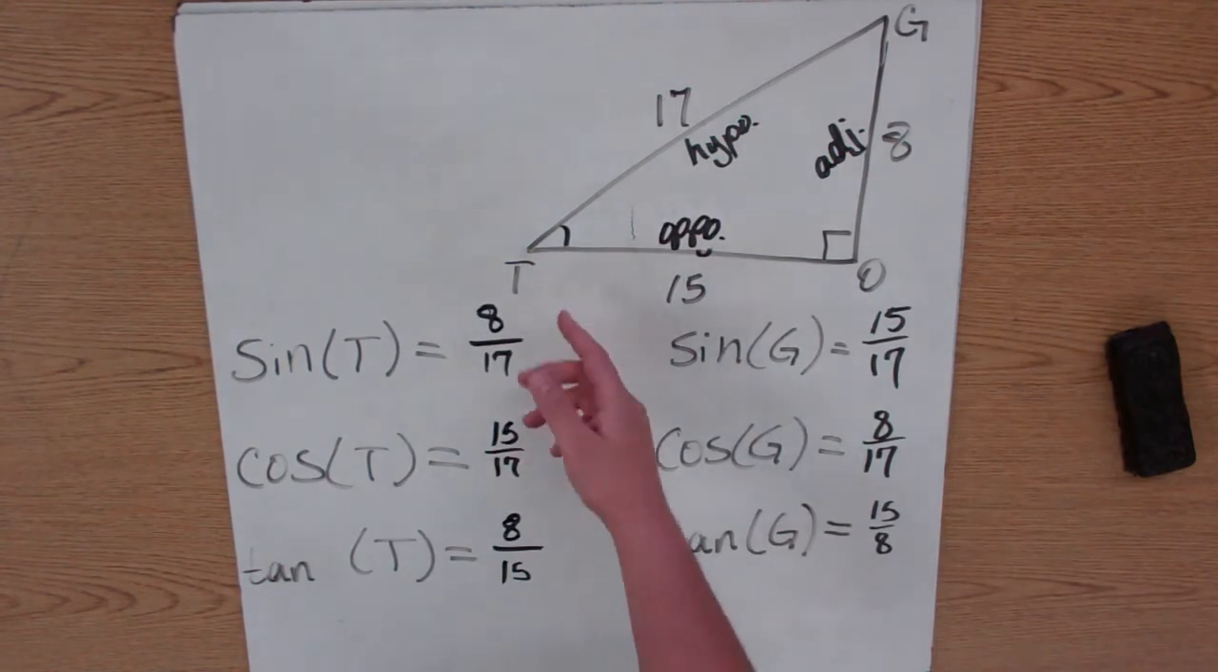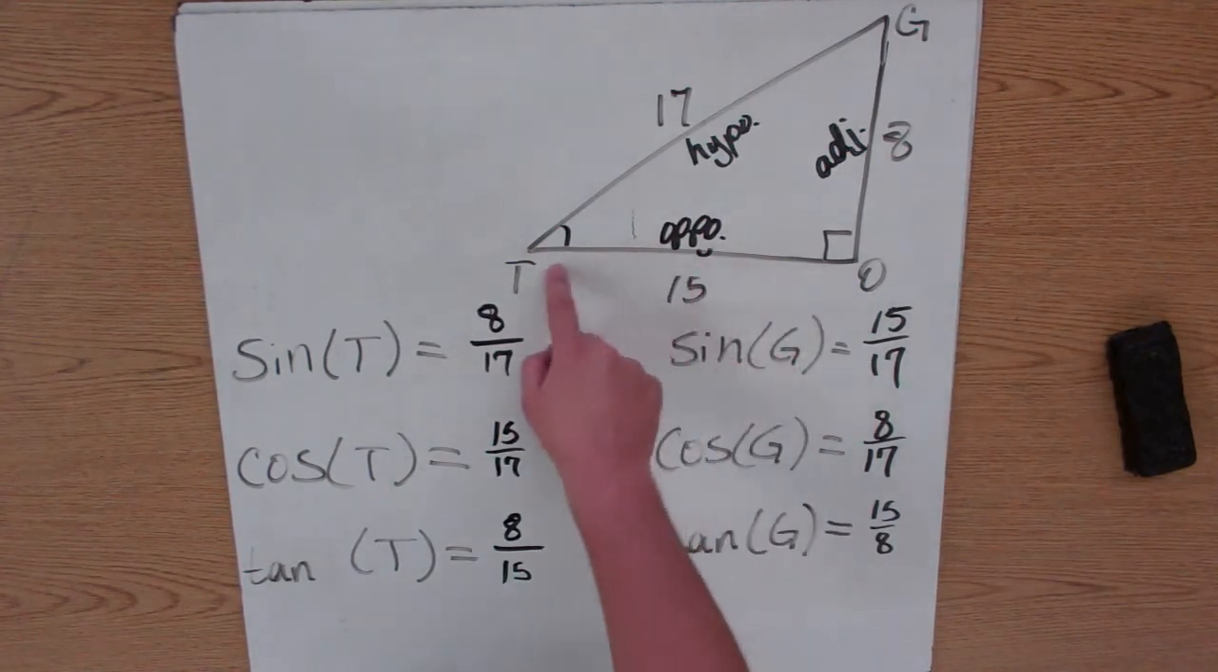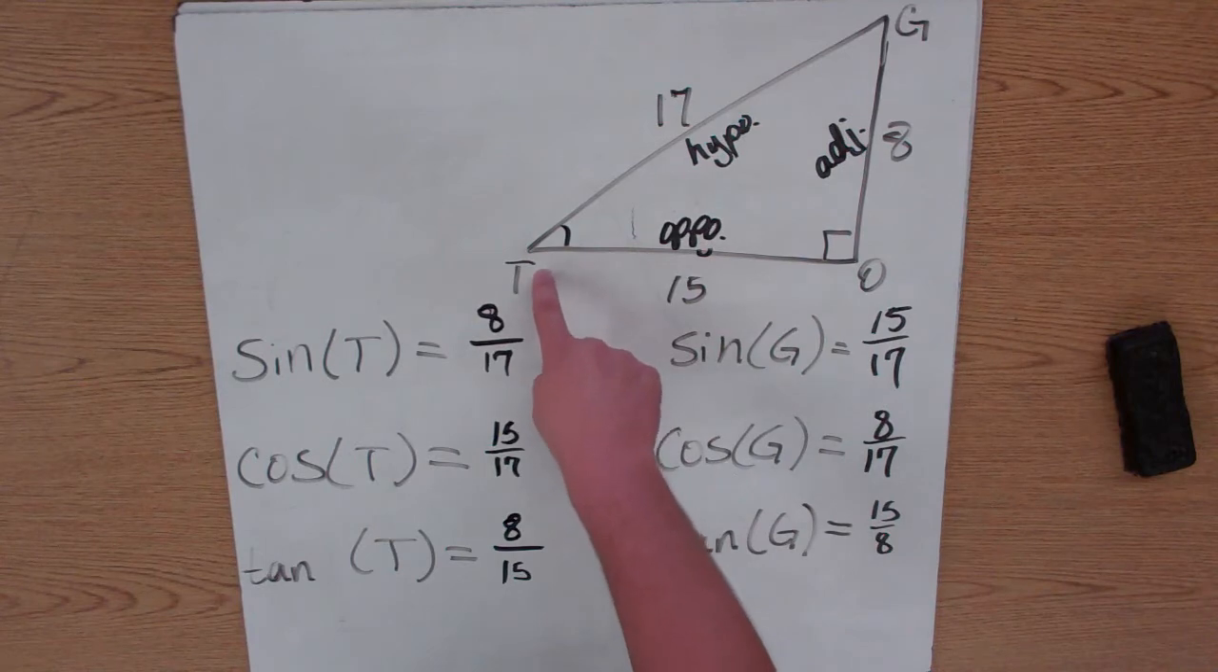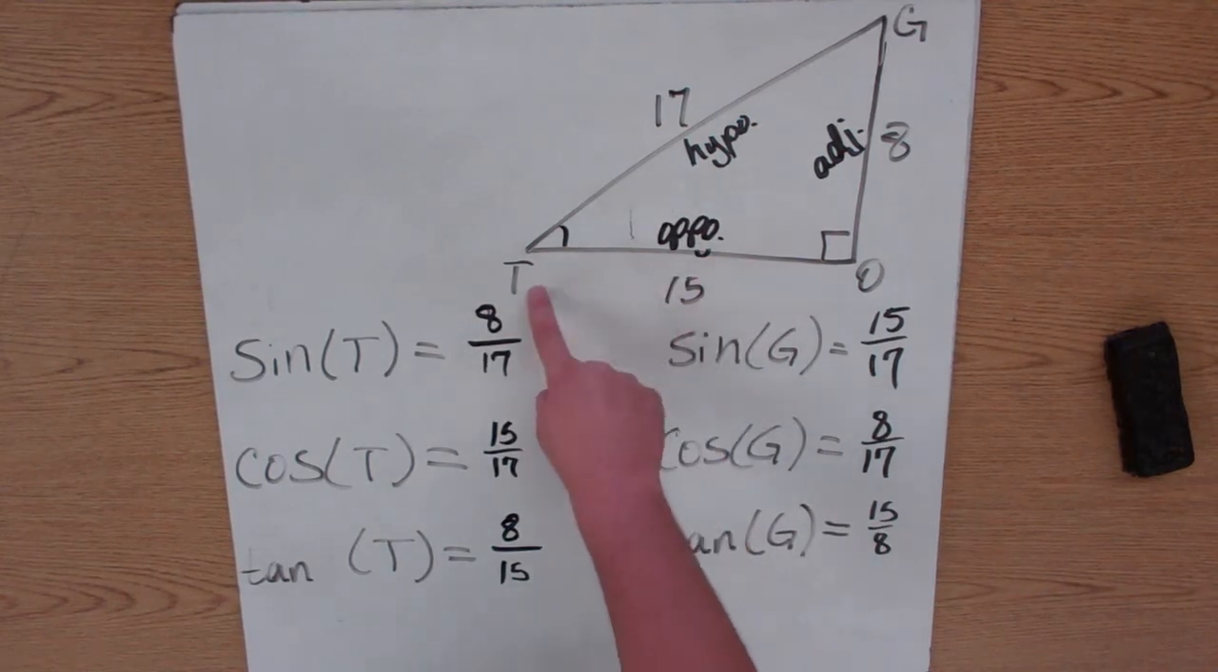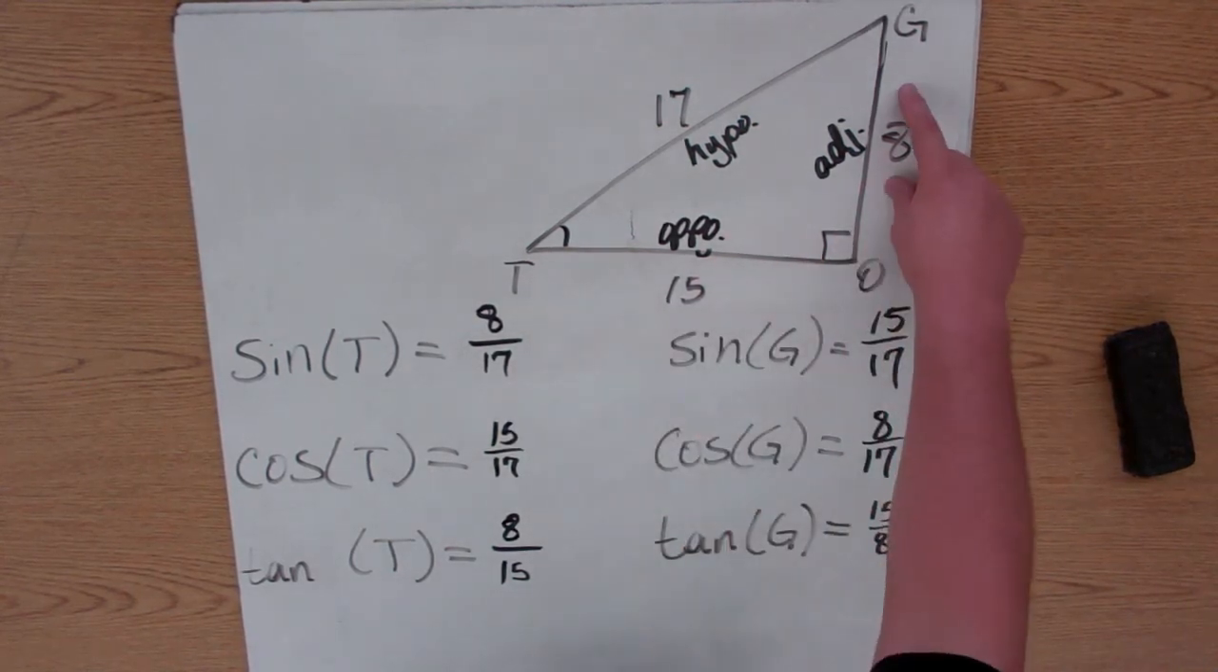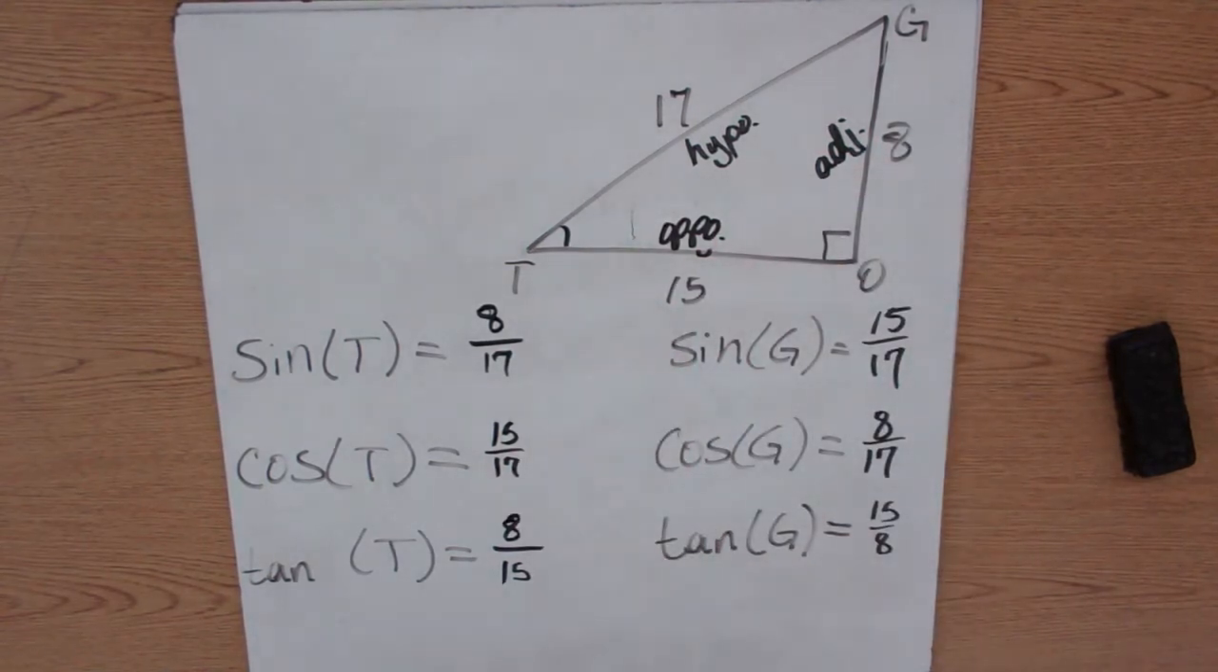But now for t, since the 15 side is touching the angle, touching the vertex, this is the adjacent side for t, and this is the opposite side for t. All right, so don't get confused about that. Opposite and adjacent change depending on which angle you're using. All right?